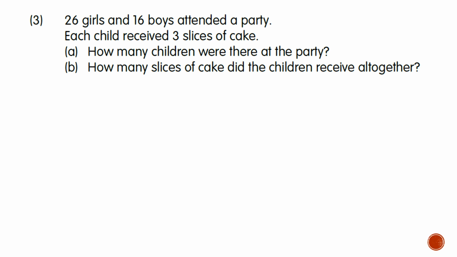Question number 3. Let's do the highlighting. 26 girls and 16 boys attended a party. Each child, remember, each child, so it doesn't matter whether you're a girl or boy. As long as you're a child, you receive 3 slices of cake. So don't be confused by the question. There are girls, there are boys. Doesn't matter. They are still children. So each child, whether you're a girl or boy, you receive 3 slices.